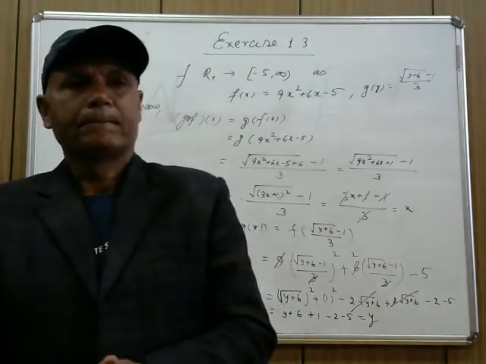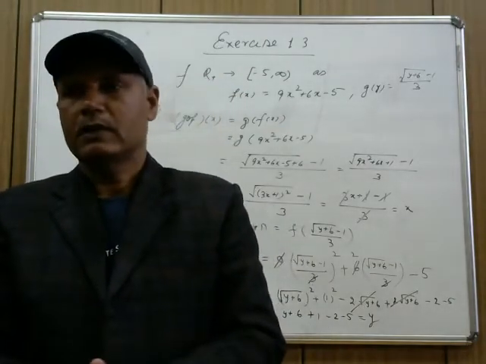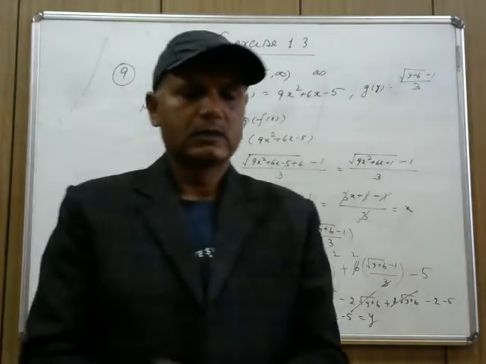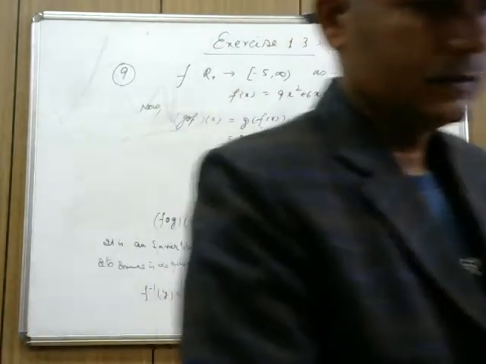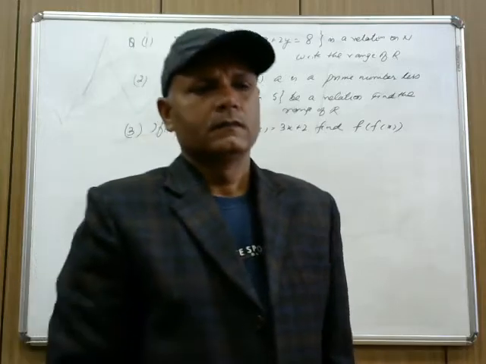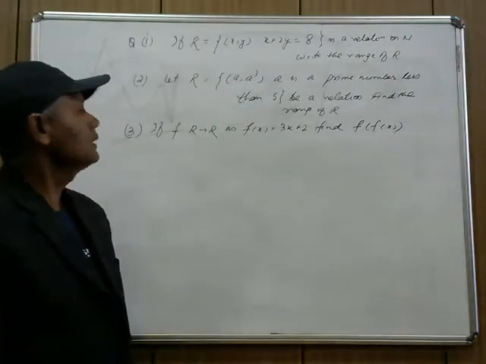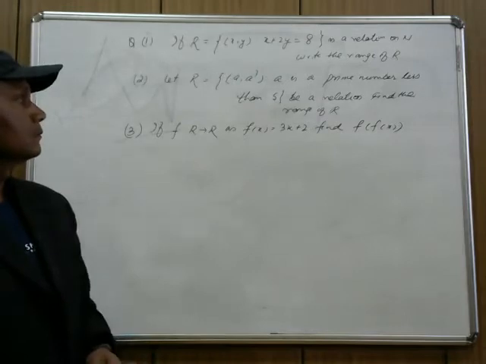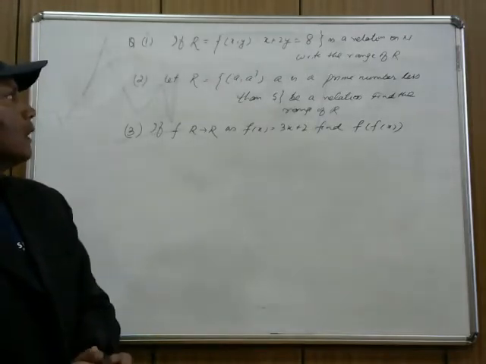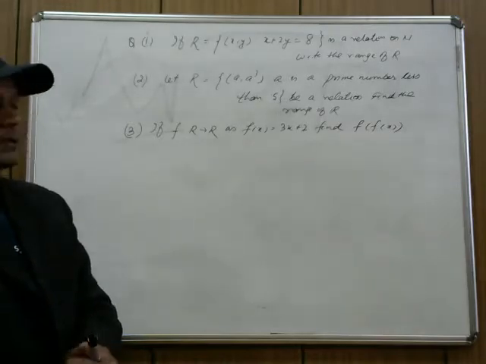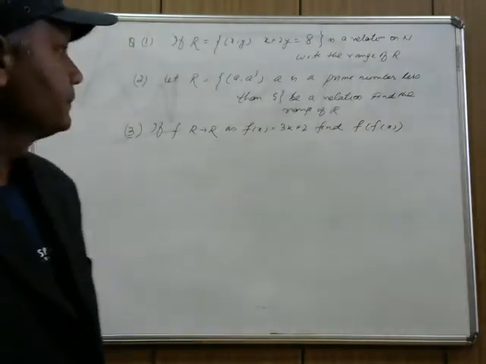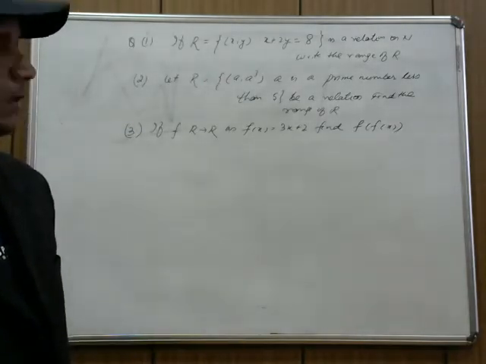Now I will be doing some of the questions which have been asked in the examinations, either 1 mark questions, 2 mark questions or 4 mark questions. I will do another 3-4 questions. Right, now I have put 3 questions on the board. The first question is: if R is equal to {(x, y) such that x plus 2y is equal to 8} is a relation on N, then write the range of R.